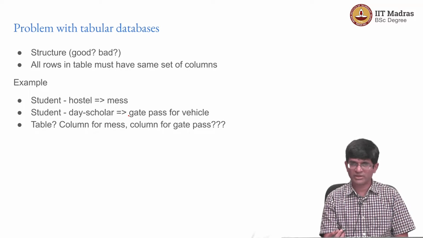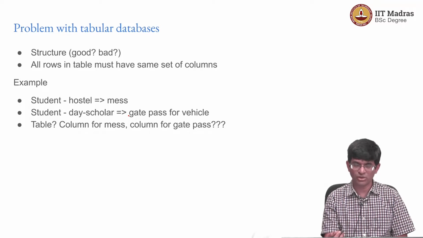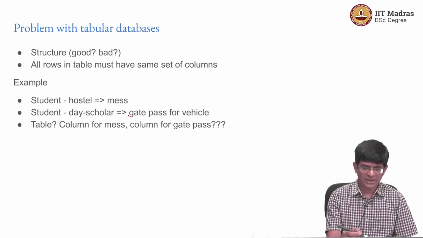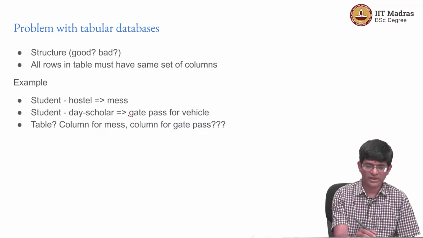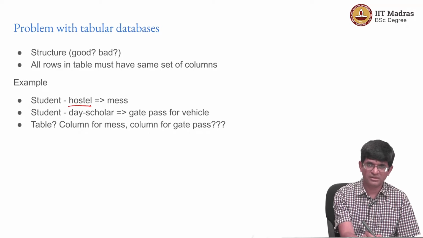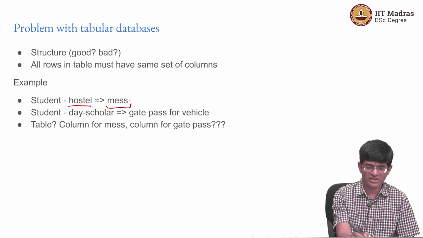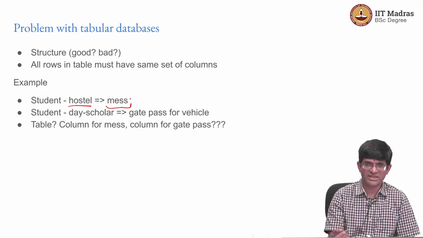Now, what are the problems with tabular databases? They are structured, right, which is usually good, but can also be bad, right? As an example, let's consider that you are trying to create a database to hold student information, right? And at least in IIT, what happens is a student could be either someone who stays in the hostel, right? In which case you need to know which mess they go to and what are their mess fees, have they registered and so on. Or they could be a day scholar, in which case they are probably coming in from outside using their own vehicle, and in which case they need to have a gate pass for the vehicle.